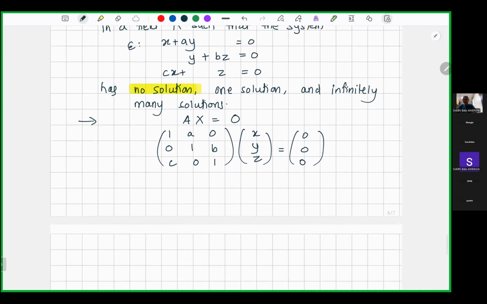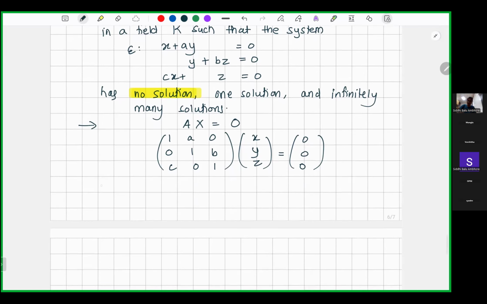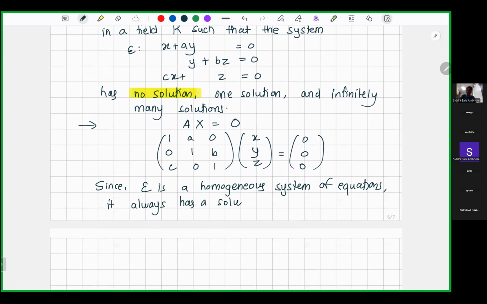It's not possible. We also saw this in the very first question where we were discussing the homogeneous system of equations. As I said before, every homogeneous system of equations has the solution 0, 0, 0. In this case also, 0, 0, 0 will always be a solution to this system of equations. So since this is a homogeneous system of equations, it always has a solution.